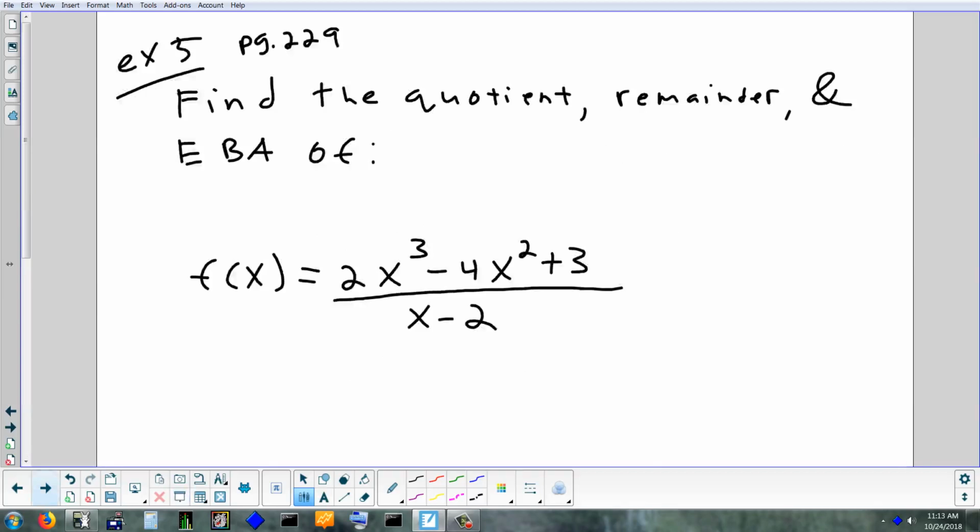All right, so let's try this one. For now, we don't even have to sketch it. We're going to, but they just want us to find the quotient, the remainder, and the end behavior asymptote. Does anyone have a guess what degree the end behavior asymptote is going to be, before we do our division? Yep. Squared. Squared, yep. It's going to be a degree 2. This is going to be a parabolic asymptote.